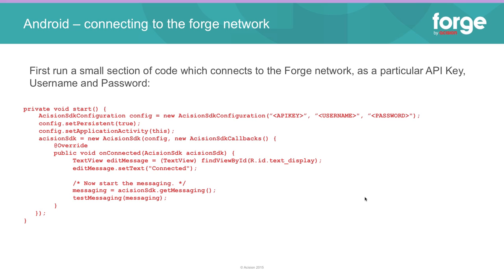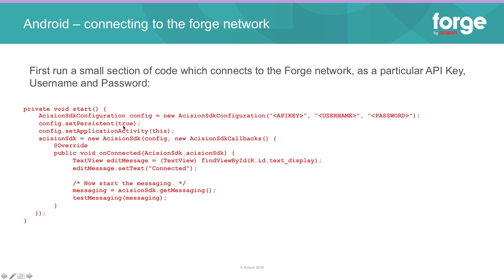Okay, so I'm going to start with Android, as I said, an Android chat application. Basically, the first thing you need to do with the Acision SDK is connect to the Forge network. And this simple piece of code is what you need to connect to the Forge network on Android. If you look at the top line, that's where you put in the API key, username, and password, which I showed you on the web page.